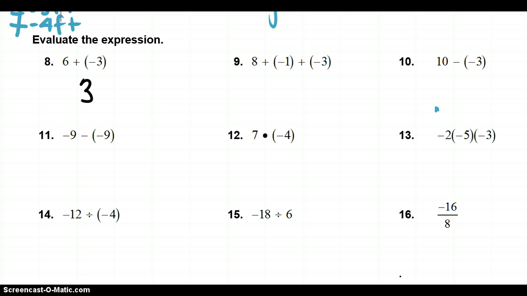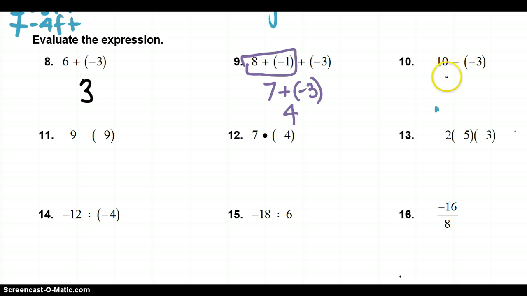Number 9, we have 3 numbers here. They're all addition, so I know I can start from left to right. I'm going to do 2 at a time. So 8 plus a -1 is 7, plus a -3. Signs are different, so I subtract 7 minus 3 and I get 4. Keep the sign of the bigger number.